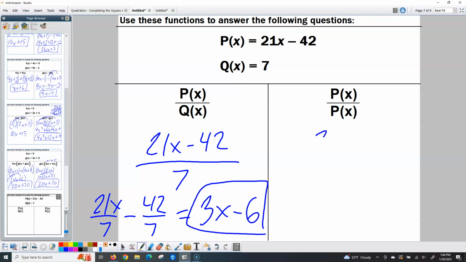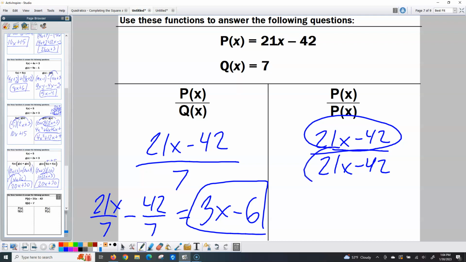P of x over P of x, that's 21x minus 42 over 21x minus 42. Oftentimes when I give this to students first time, they try to factor out a 7 up top, start reducing, canceling stuff out. But if you've got anything over itself, that equals 1.